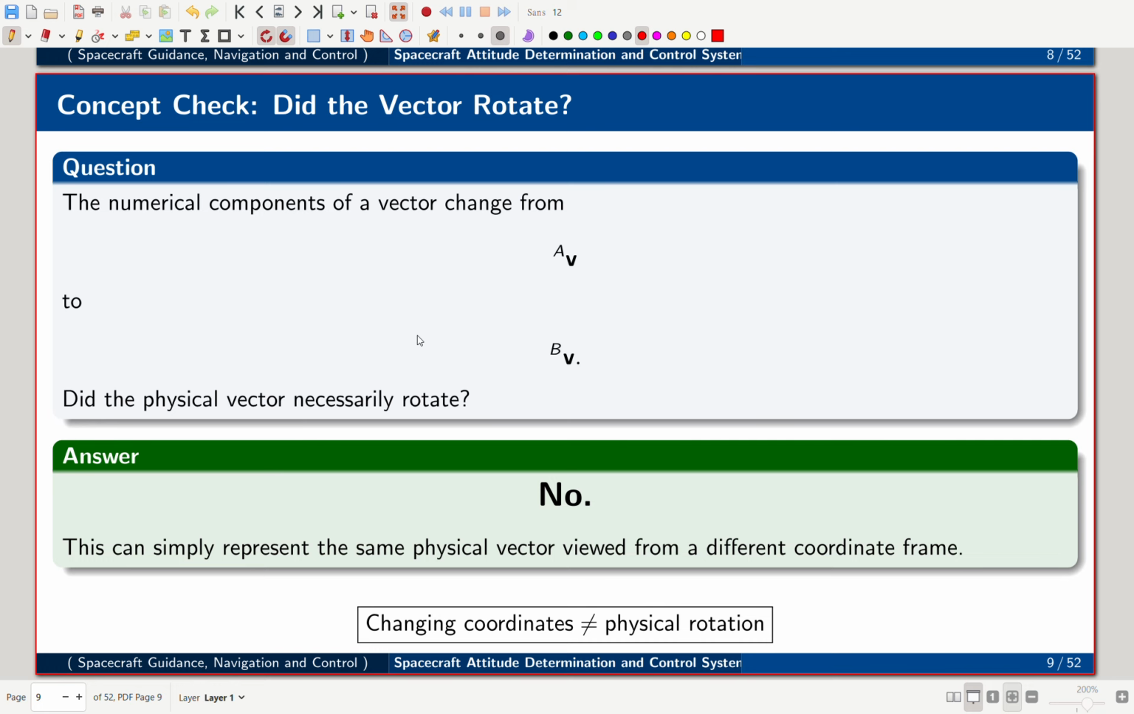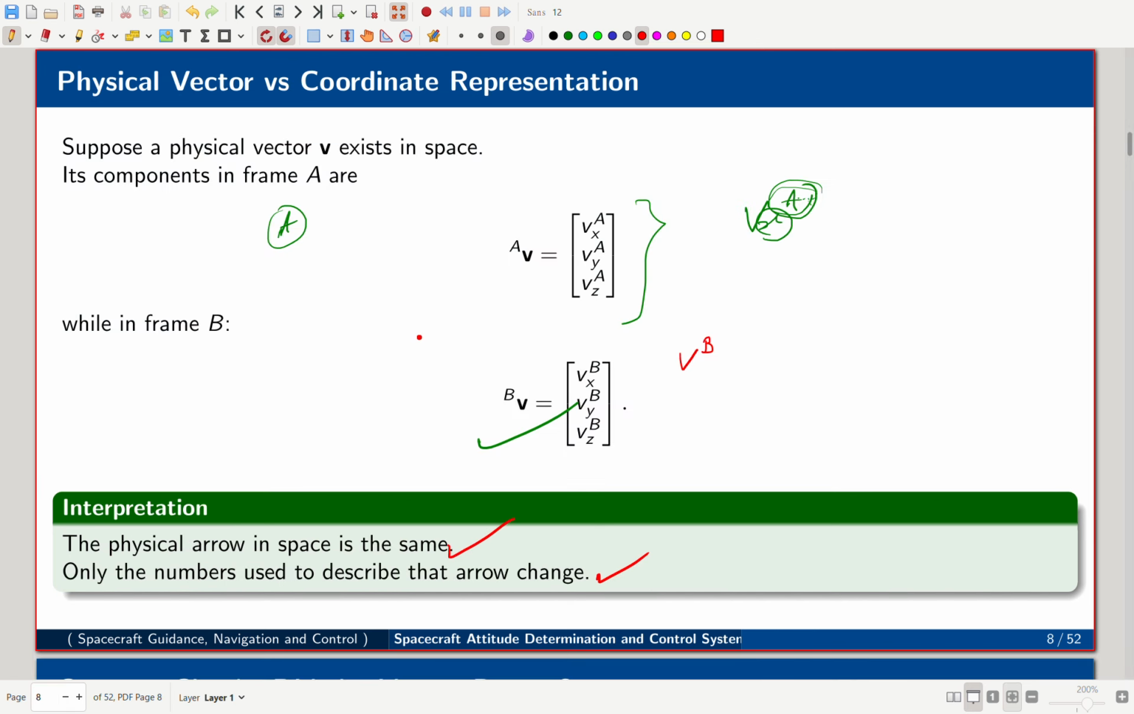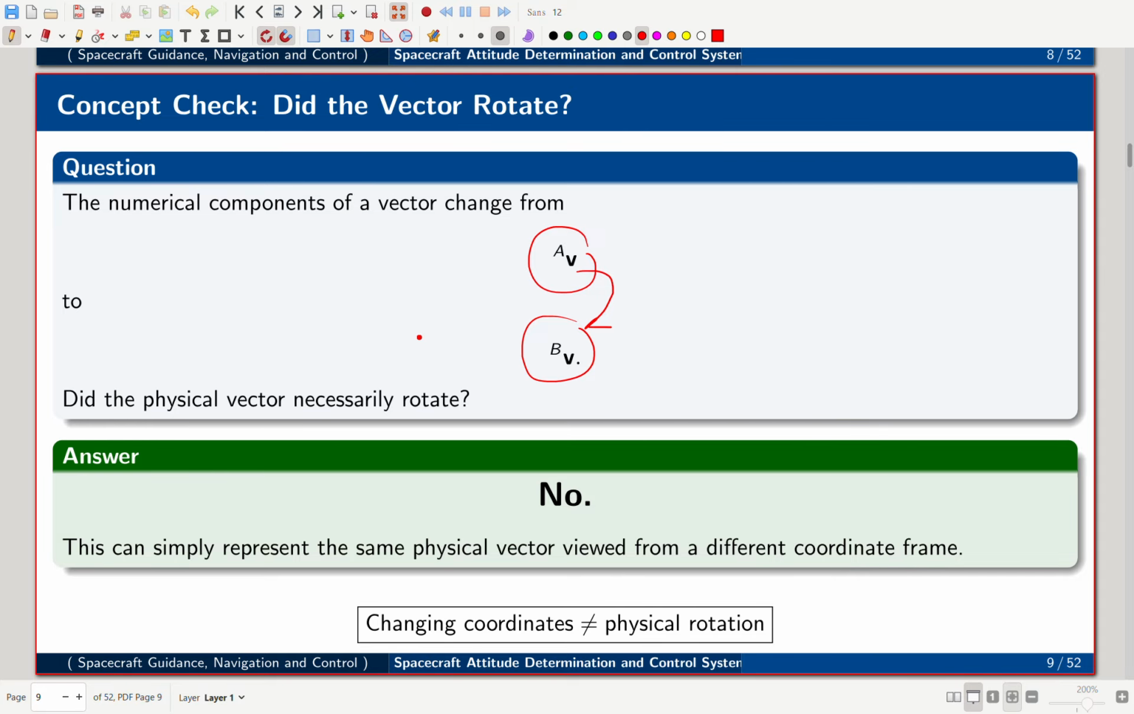So concept check: did your vector rotate? The numerical components of the vector range from A to B. Let us say B1 to B2 here, and you come back to this one. So we need to see what the values are there. Does the physical vector necessarily rotate? No, this can simply represent the same physical vector viewed from a different coordinate frame, right?